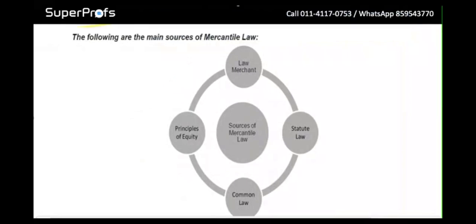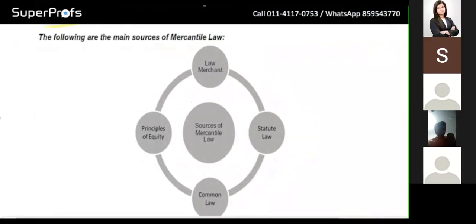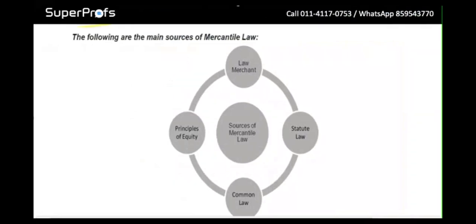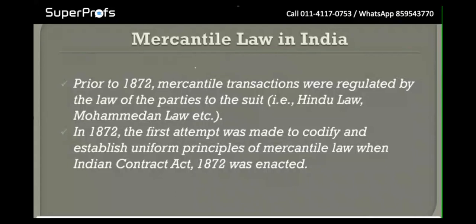What are the sources of mercantile law? Let us look at it. So the main sources are the statute law, that is the acts like the Companies Act and all that, the common law, which was always prevalent, principles of equity, and law merchant. This is broadly what we call the sources from where we learn the mercantile law.